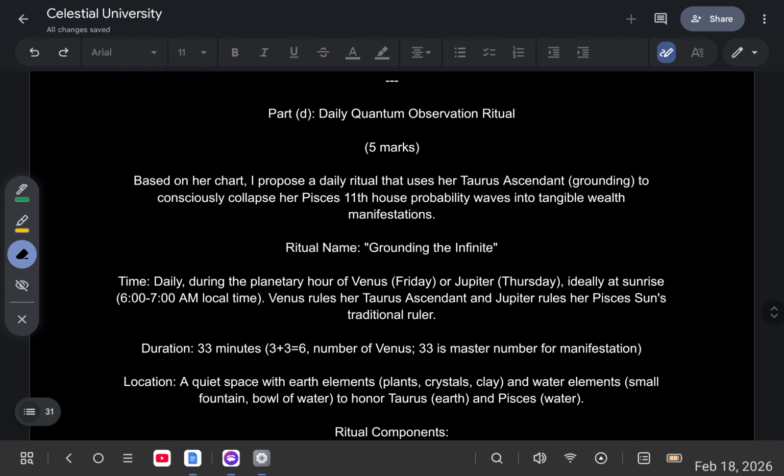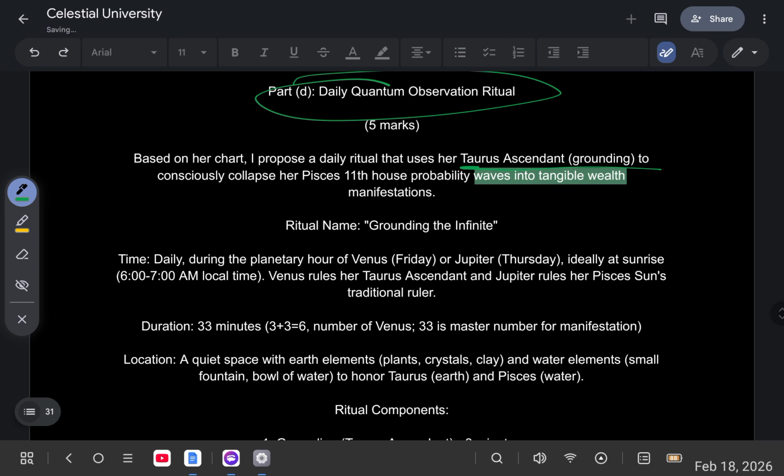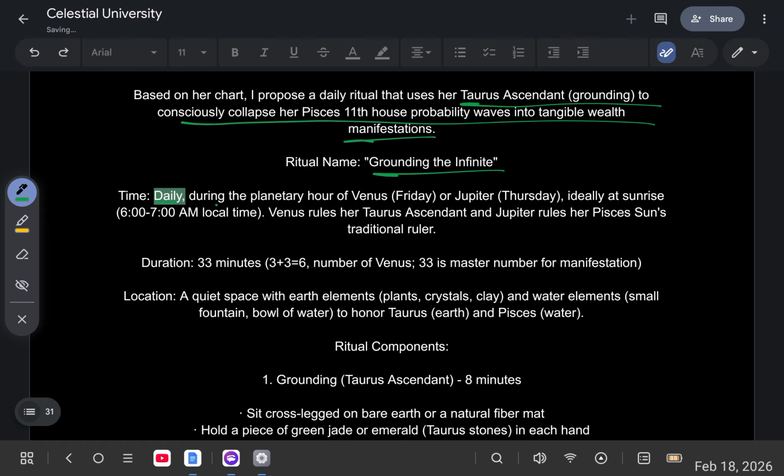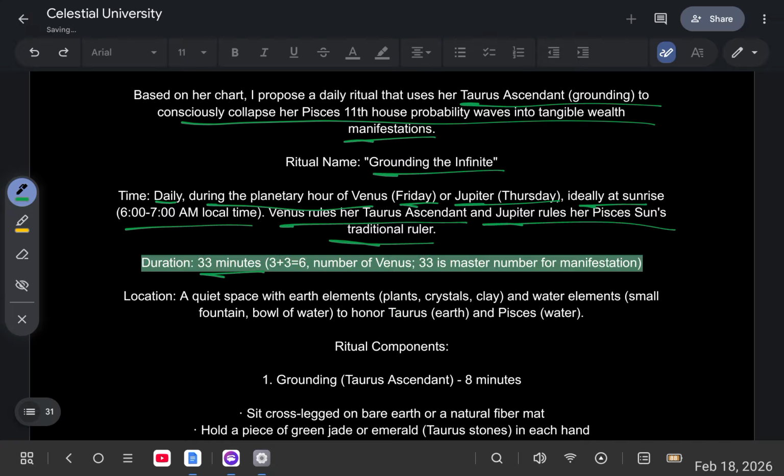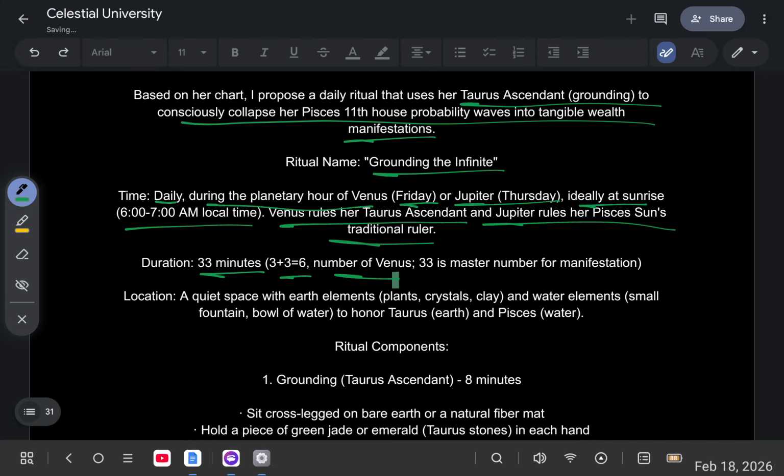So just based on the chart in general, like as a daily quantum observation ritual, we use the Taurus ascendant, which is grounding, to consciously collapse the Pisces 11th house probability waves into tangible wealth manifestations. Grounding the infinite. So for example, daily, during the planetary hour of Venus, Friday, or Jupiter, Thursday, ideally at sunrise, 6 through 7 a.m. local time, Venus rules Taurus ascendant, and Jupiter rules the Pisces sun, traditional ruler. So 33 minutes, 3 plus 3 equals 6, number of Venus. 33 is master number for manifestation.